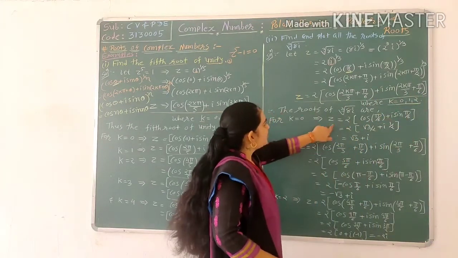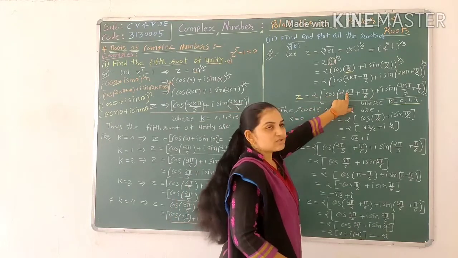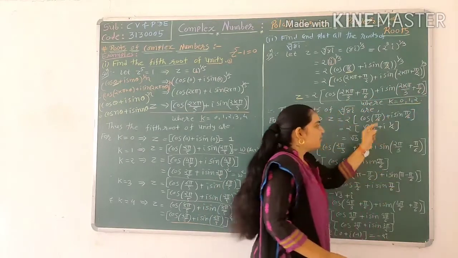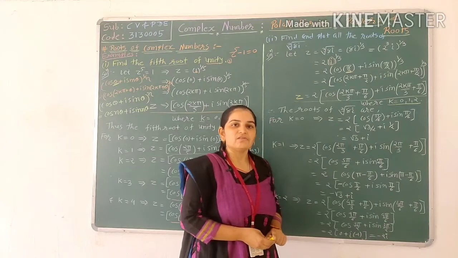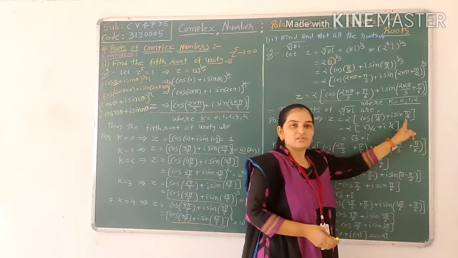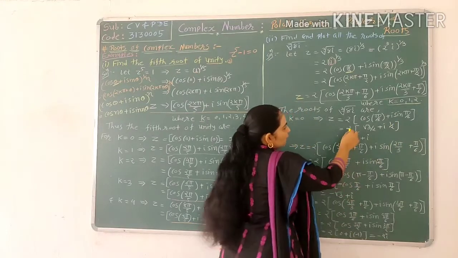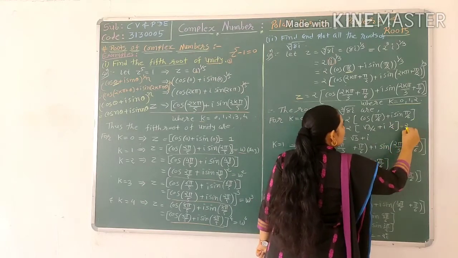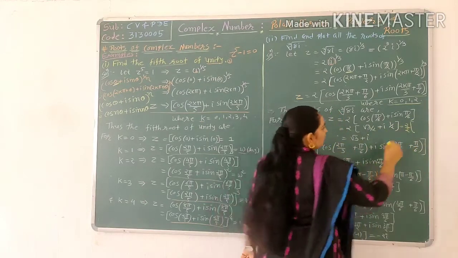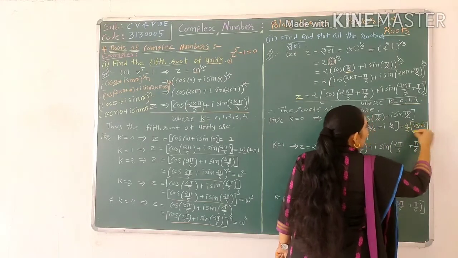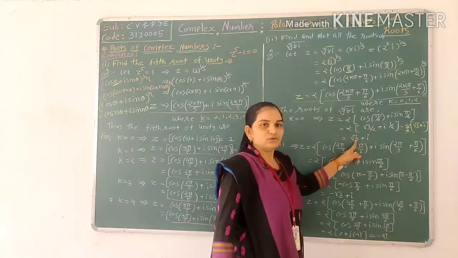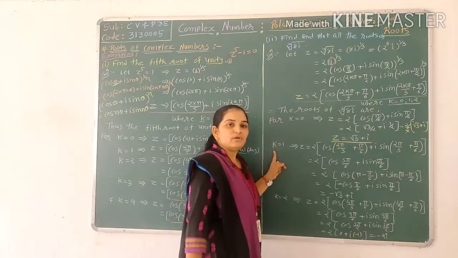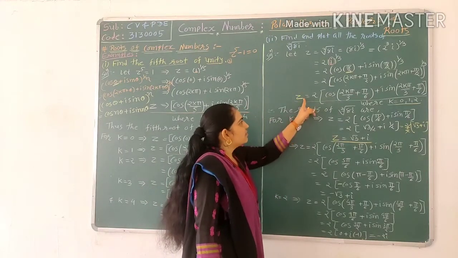Therefore, z = 2[cos π/6 + i sin π/6]. Now we know that cos π/6 is root 3 by 2 and sin π/6 is 1 by 2. Therefore, 2[root 3/2 + i/2]. Here 1 by 2 is common, and the 2 cancels, so z = root 3 + i.